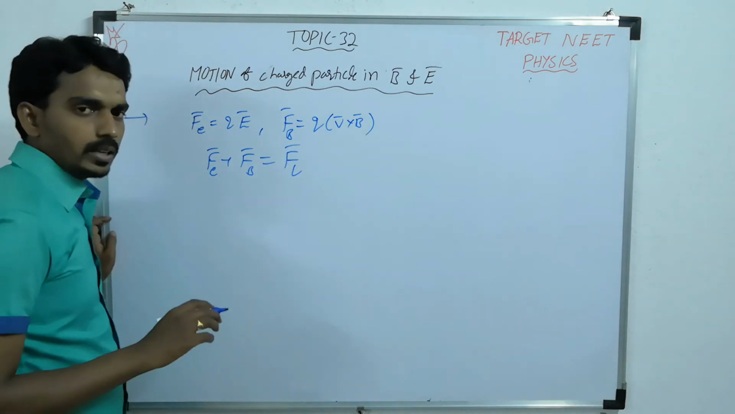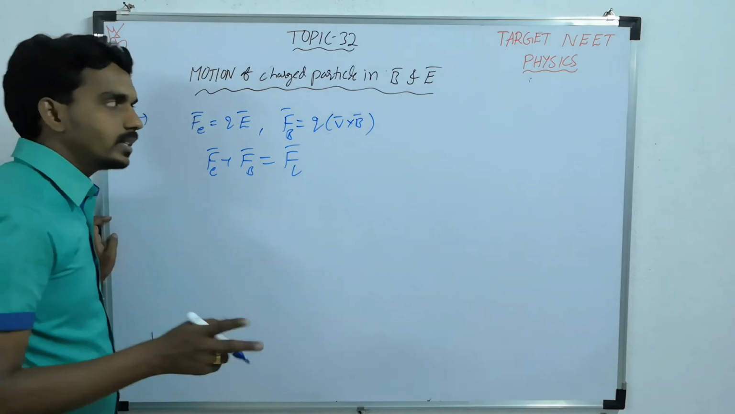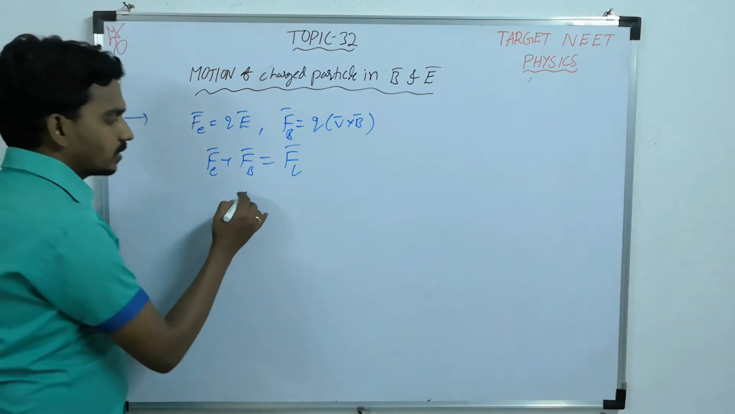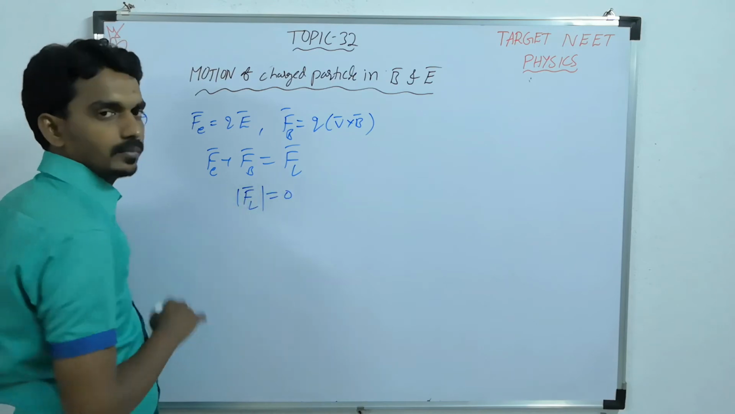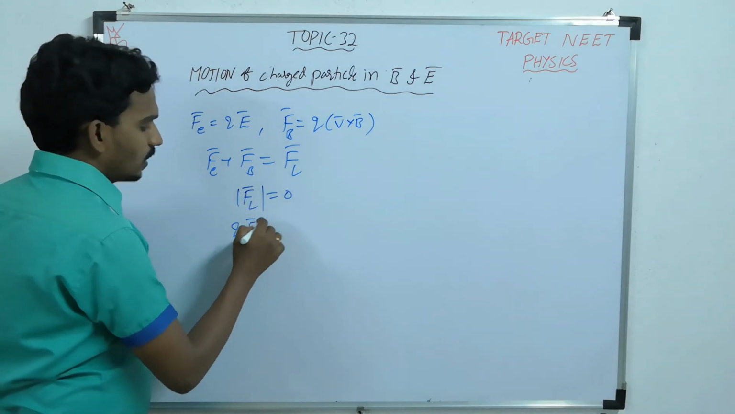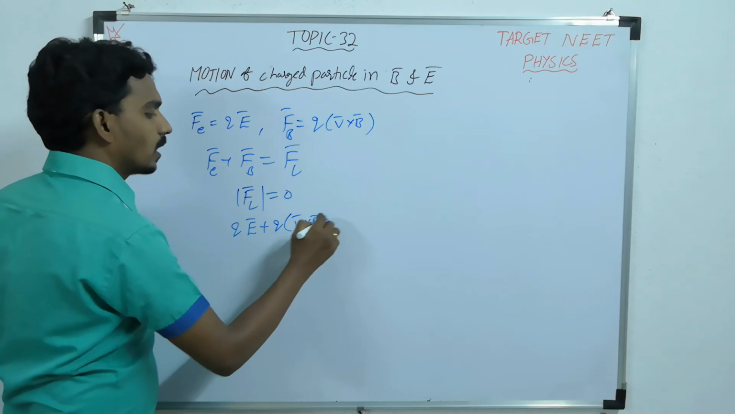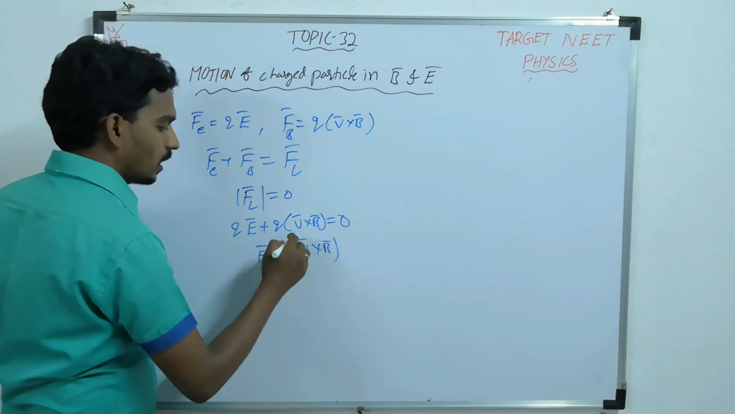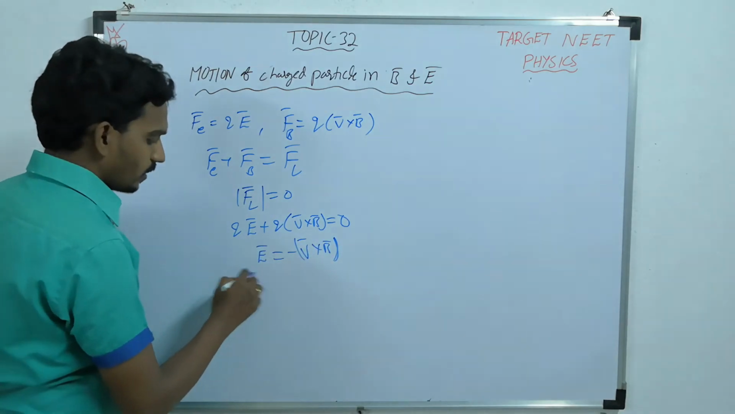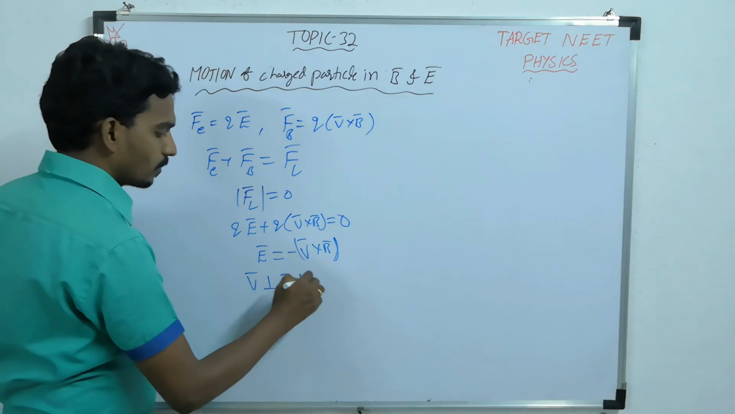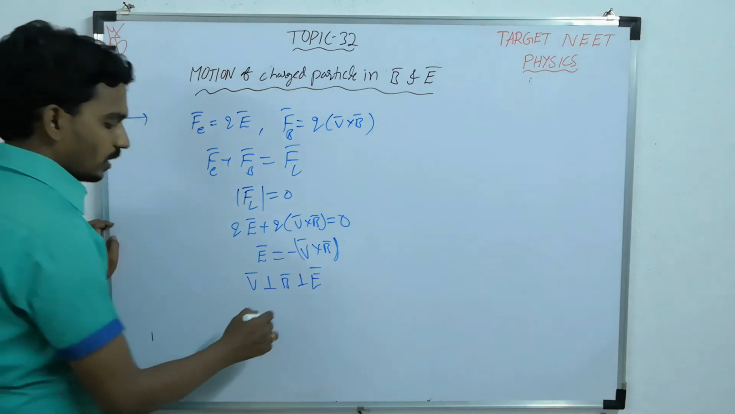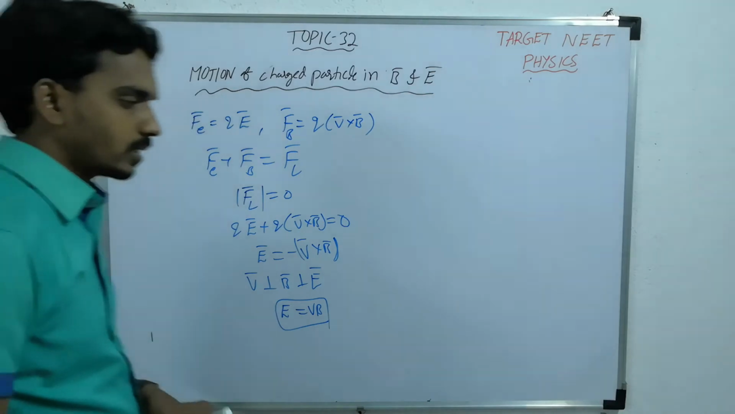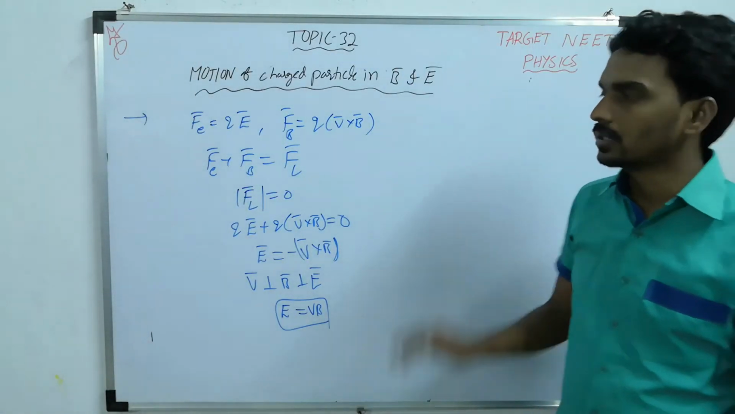Sometimes the question will be asked that there is a region of electric field and magnetic field, but the charge goes undeviated. That means the Lorentz force is 0. That means Q E bar plus Q V bar cross B bar equals 0. Then E bar equals minus V bar cross B bar. This is possible when V bar is perpendicular to B bar, perpendicular to E bar. Then the magnitude, E equals VB. Based on this condition also, many times they have asked questions.